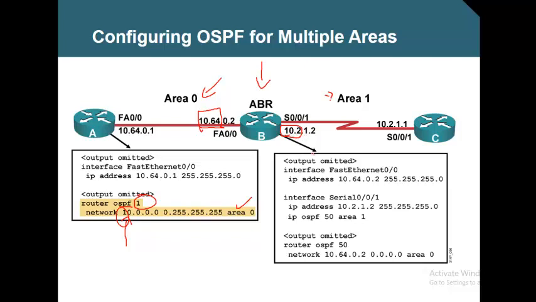Or I can mix like this. You see here, this is the classical method, 10.64. This is an optional method: going straight to the interface and saying, hey, this interface belongs to OSPF process 50, area 1. Whereas here, if you see, same process 50, we are doing it in the classical way. You can mix, nothing wrong. That's what it means here. You can mix both.